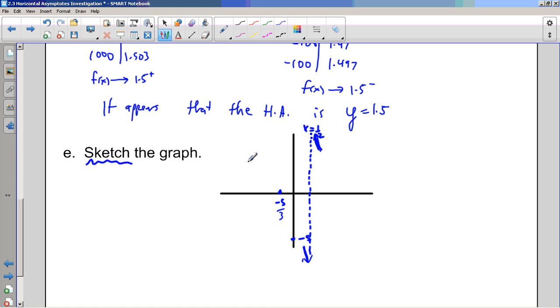Horizontal asymptote at y equals 1.5. And I should be using a ruler here. You're using a ruler, right? And I know that when it goes to positive infinity, it's from above, and negative infinity from below.